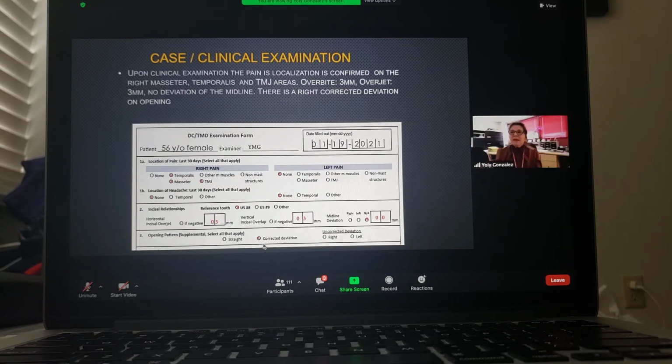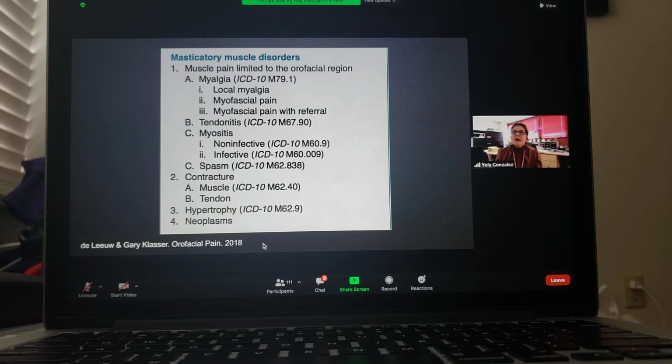I'm trying to find my mouse. Here it is. So we talk about the most common conditions. That's what the DC/TMD allows you to determine. On the other hand, there are other muscular conditions that are not part of the DC/TMD, and the reason why is that they are not the most common. And second, they are not validated. To my knowledge, until 2021, I checked it last night, I haven't seen any other study validating other conditions.